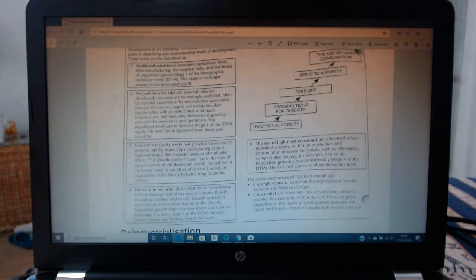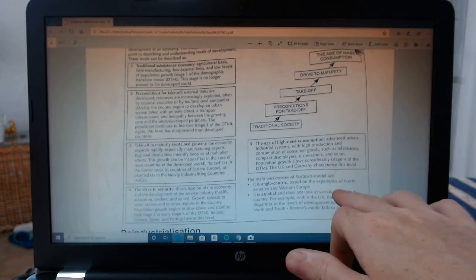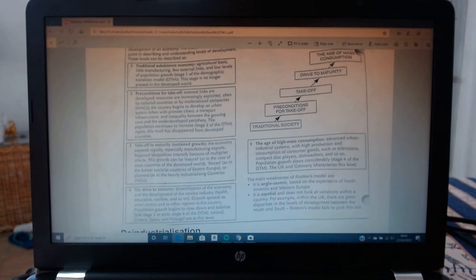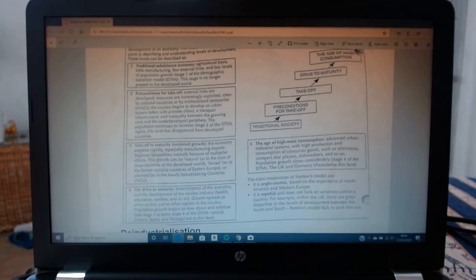Also, it does not look at variations within a country. Okay, and again, here's an example. In the UK, there are great disparities in the level of development. So within a country, not everybody in the UK or USA is rich. Not everybody is poor, but this just says a country will go like this. It doesn't talk about what happens within that specific country. Okay, so you need to know Rostow's model.